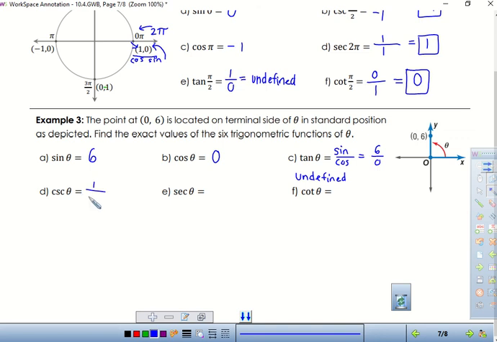Cosecant is 1 over what? Good. You're right, 1 over 6. Wait, you said cosecant is what? Oh, sorry. Cosecant is 1 over sine. So it's just 1 over 6 in this case. So anything with 0 in the denominator is going to be undefined. So secant will be 1 over cosine, which is 1 over 0, which is undefined.